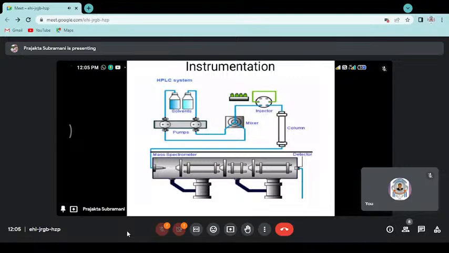So here it is the HPLC system with the solvent reservoir system. These are the pumps to regulate the pressure as well as to regulate the flow of the mobile phase. Then it is the sample injector system, then the column, and after the column, it goes towards the mass spectrometer for the detection purpose. So this is the instrumentation of LCMS.